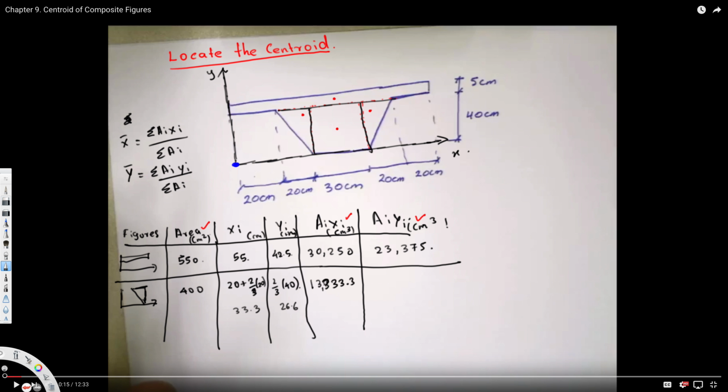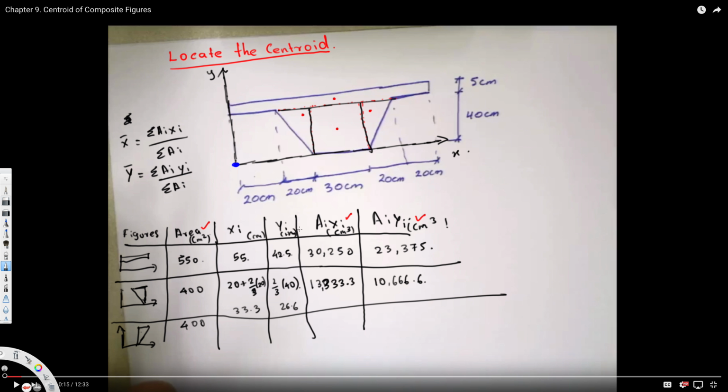13,333.3. So this is the value for AiXi. AiYi is going to give us 10,666.6. And let's move to the other triangle. It's going to be the same equation. For the triangle, area is height times width divided by 2. In this case, we have the height, that is 40 centimeter, and the width is exactly the same, 20 divided by 2. So it's going to be exactly the same value as the previous one. So it's going to be 400.